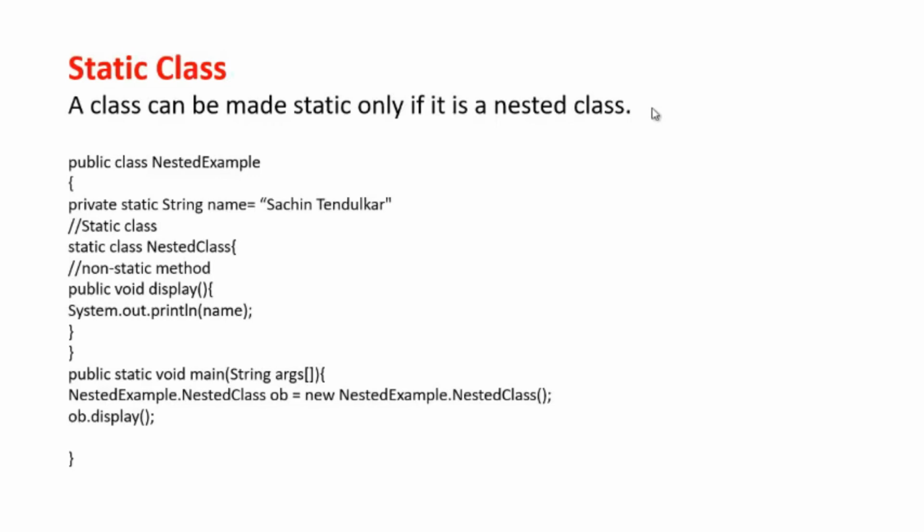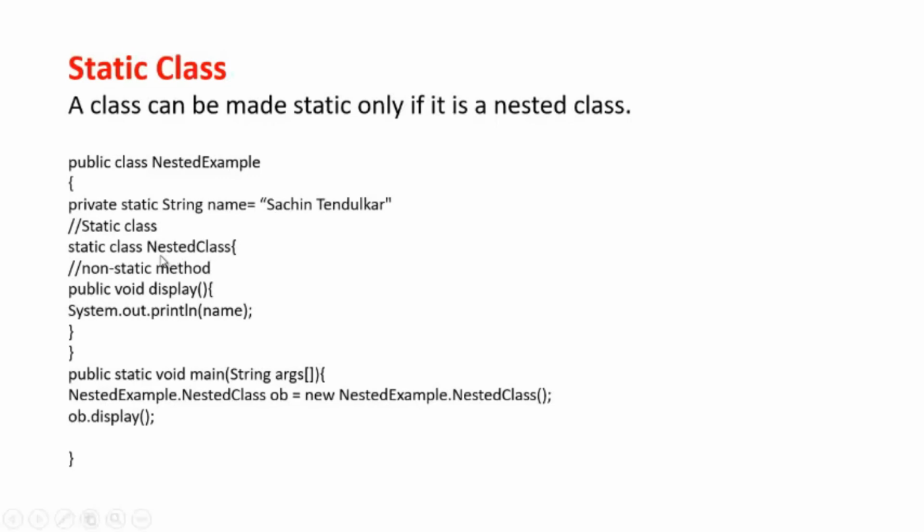So a class can be made static only if it is a nested class. In a static class, a nested class must be there. Without a nested class, a static class cannot be defined. Here you see public class NestedExample. Now I am giving here a private static String name, Sachin Tendulkar. So here one variable I have defined as Sachin Tendulkar, and that is static.